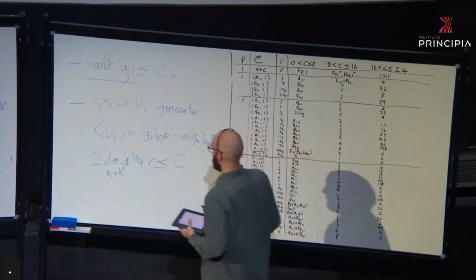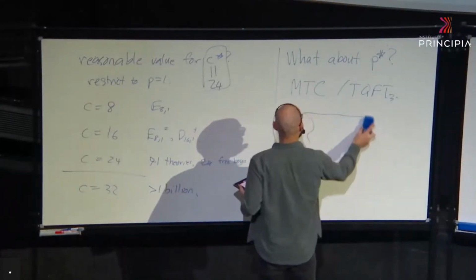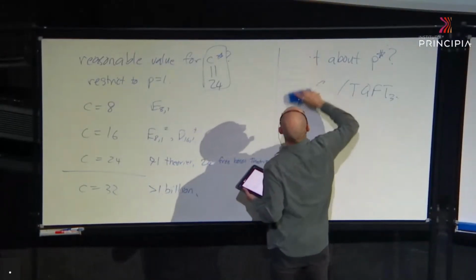Okay, so let me just give you one example of how you can use these 3 constraints in conjunction to prove uniqueness of theories in a particular genus.